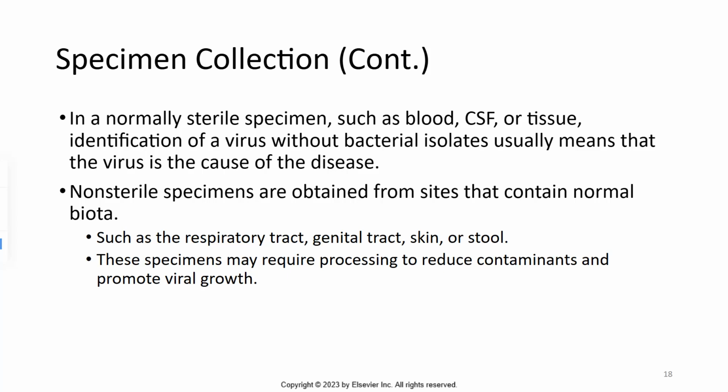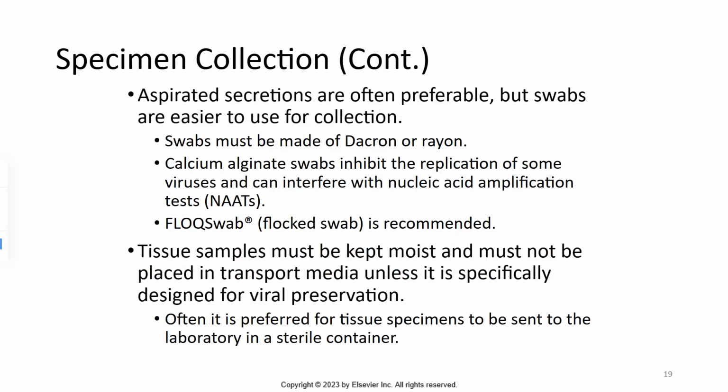Non-sterile specimens are obtained from sites that contain normal biota, such as the respiratory tract, genital tract, skin, or stool. These specimens may require processing to reduce contaminants and promote viral growth. Aspirated secretions are often preferable, but swabs are easier to use for collection. Swabs may be made of Dacron or rayon. Calcium alginate swabs inhibit the replication of some viruses and can interfere with NATs, or nucleic acid amplification tests. Flocked swabs are recommended.